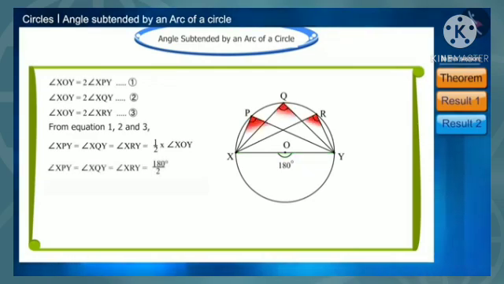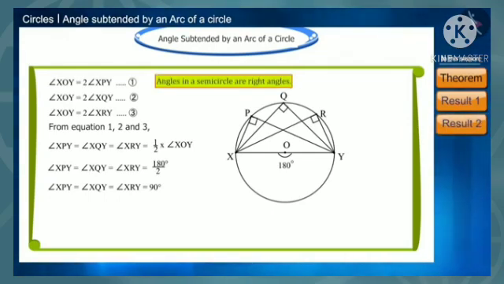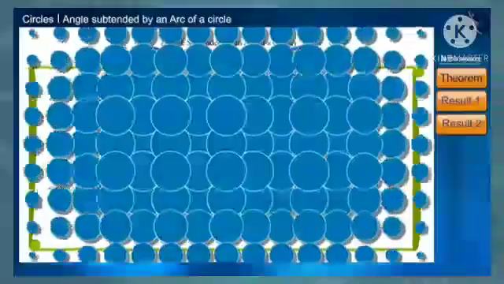Therefore, the measurement of all these angles will be 90 degrees. Thus, we have found another property of a circle, that the angle of a semicircle is a right angle.